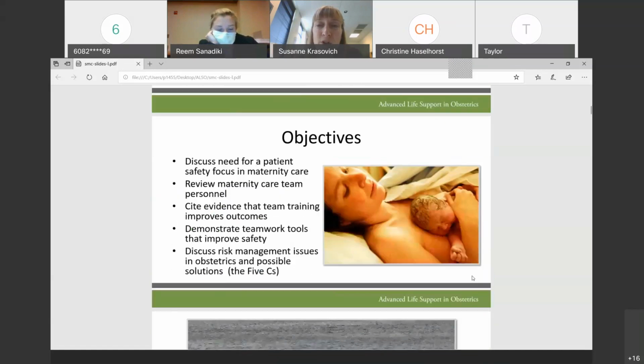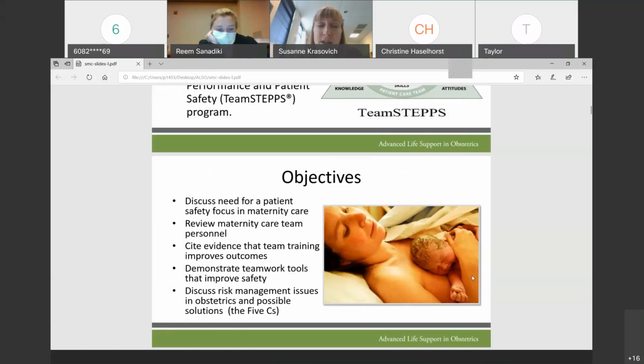So today, what we're trying to accomplish is discussing the need for a patient safety focus in maternity care, reviewing some of who's involved as the maternity care team personnel, talking about some of the evidence that team training improves outcomes, showing you some teamwork tools that are known to improve safety, and discussing risk management issues in obstetrics and a few solutions called the 5 C's.